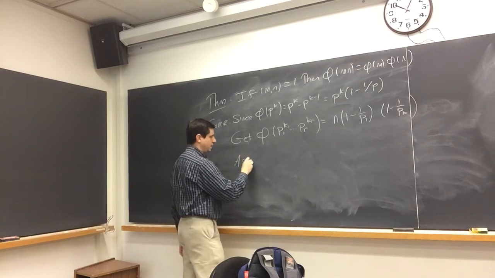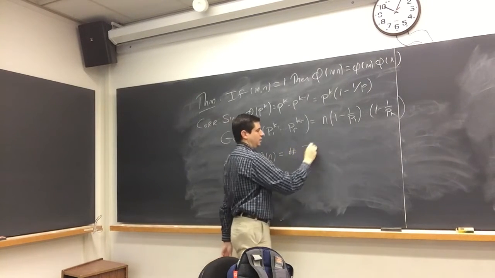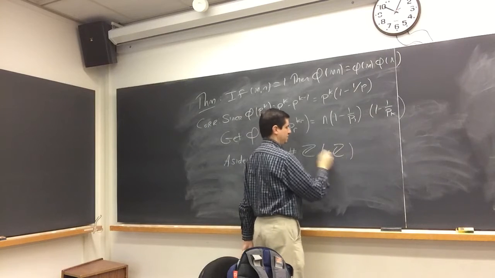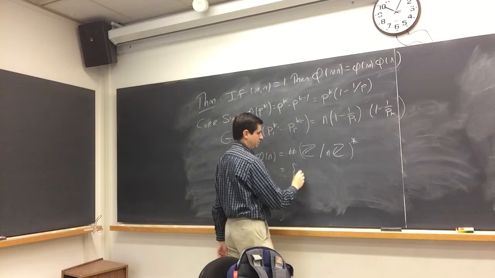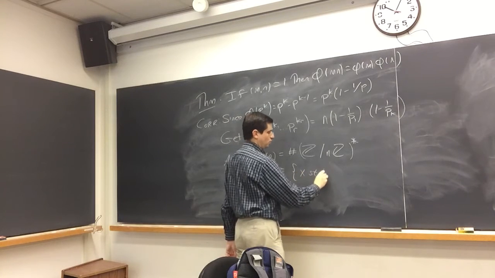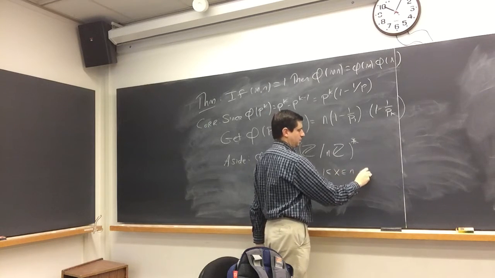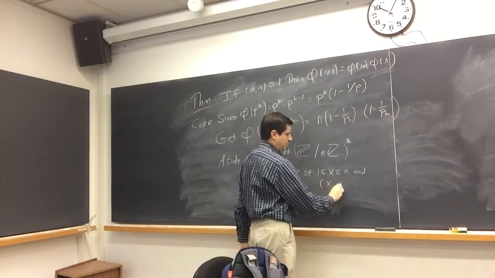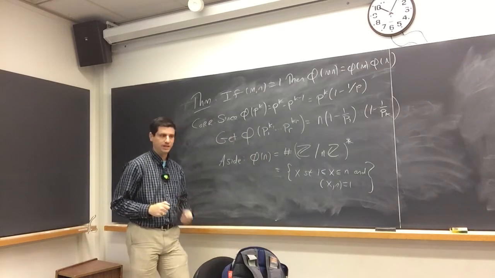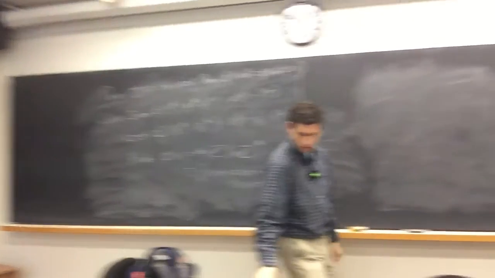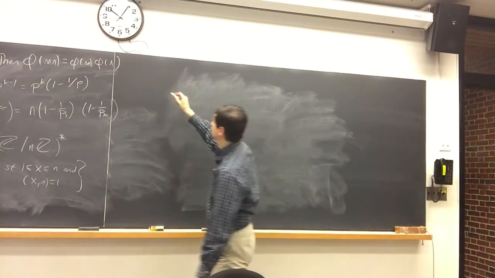I will just mention as an aside, remember that phi of n is the cardinality of (Z mod nZ)^star. And this is the number of x such that 1 is less than or equal to x, which is less than or equal to n, and gcd(x, n) equals 1. And we've seen that these groups are extremely important in number theory. OK, so the way we're going to do this is we're going to consider two sets.